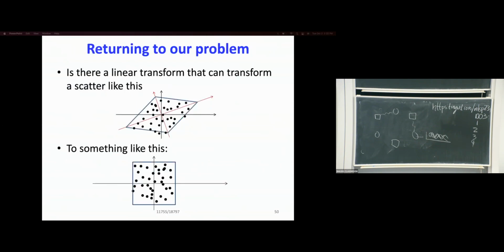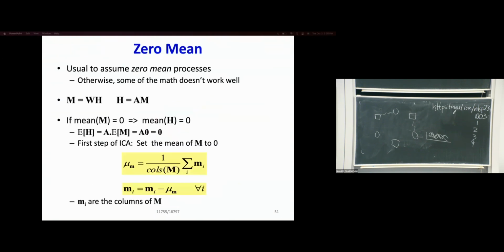Okay, so now let's return. We want to find the axes that enforce independence. That's the goal. A lot of times data is offset, so you have to make it zero mean. That's pretty simple. You just go through each row, find the mean of it, and subtract. That's what this is saying. Just first subtract it so the mean becomes zero.